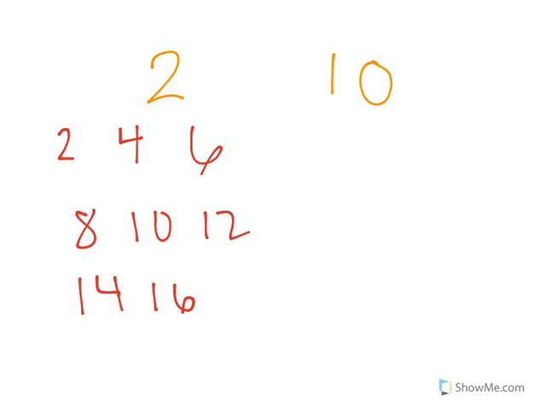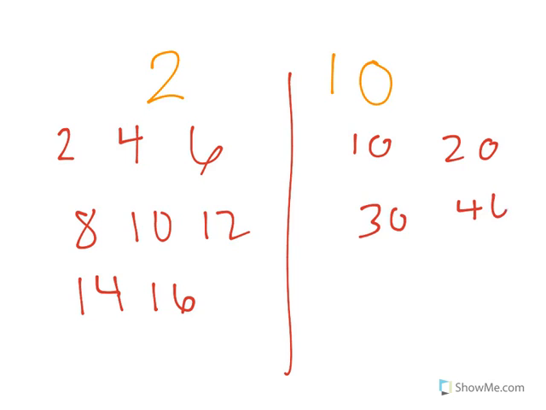And then let's look at 10. 10, 20, 30, 40. So, if we're looking, we need to find a common multiple, but it also has to be the least common multiple. That's correct. 10 is the least common multiple. Now you try.